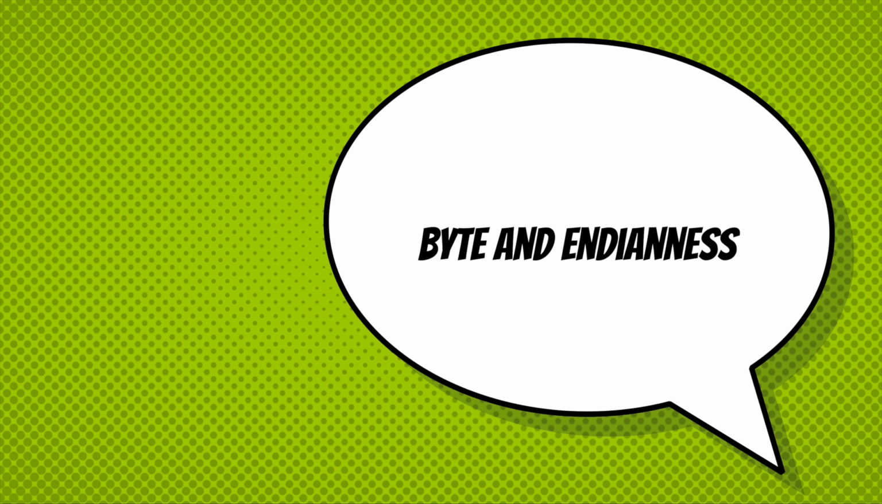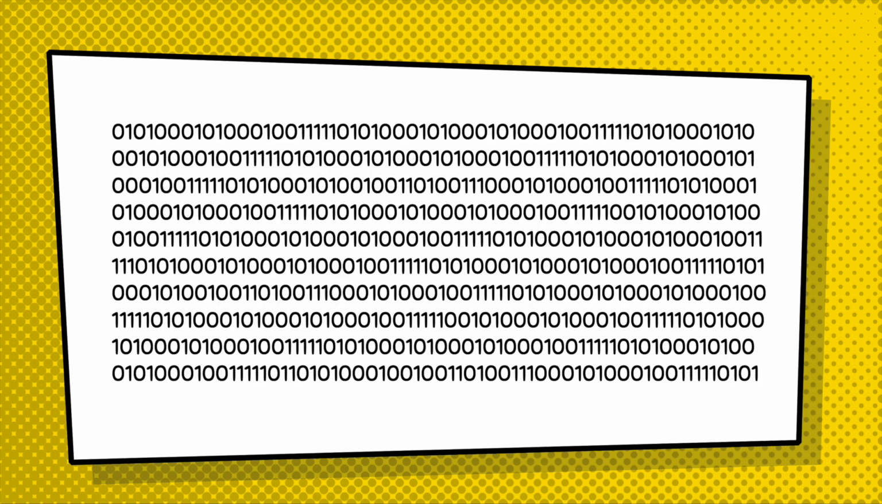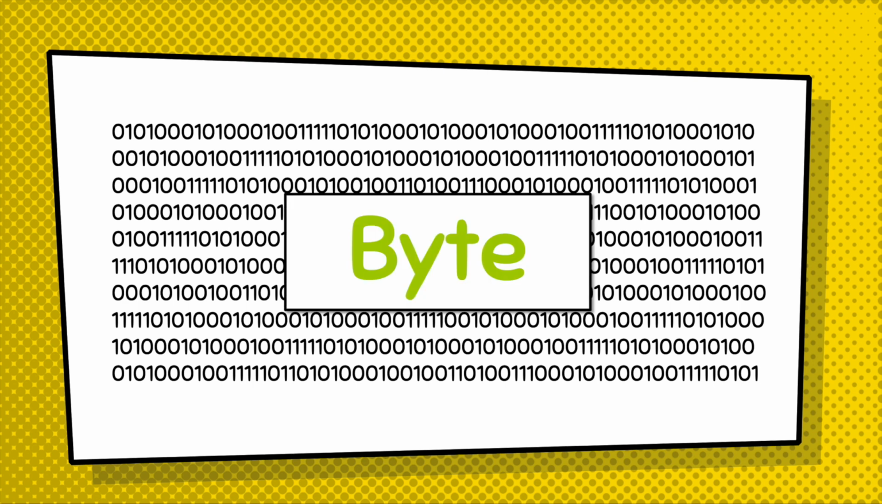In this video, we will talk about byte and endianness. We know that computers is a world of 0 and 1. So if you look at your computer, you will actually see zeros and ones everywhere. This looks way too subtle, so scientists came up with the notation of byte.